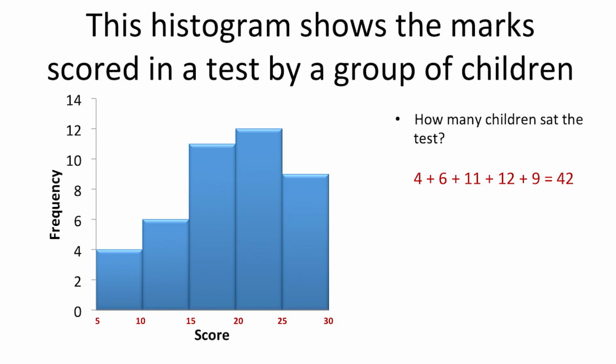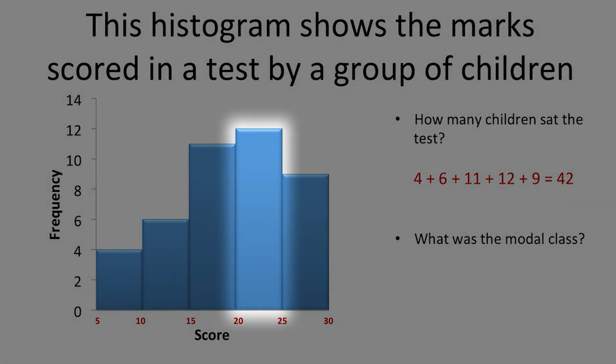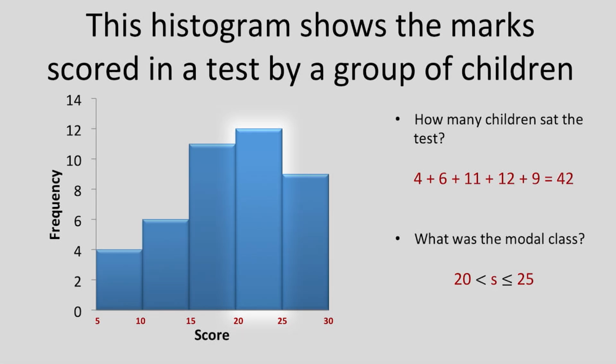It then says what was the modal class. Now you should remember from the work on averages that the mode is the most common, or the one with the highest frequency. So if we look at our histogram, the bar that has the highest frequency is that 4th bar along, which is representative of the class 20 to 25.